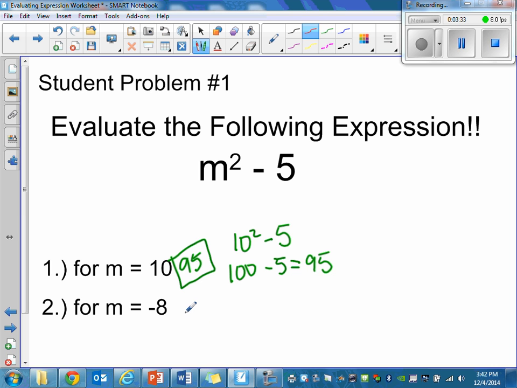For number 2, you should have gotten 59. If you got 59, go ahead and fast forward. If you did not get 59, please continue to watch. This would be negative 8 squared minus 5. Negative 8 times negative 8 is 64. Minus 5 is 59.